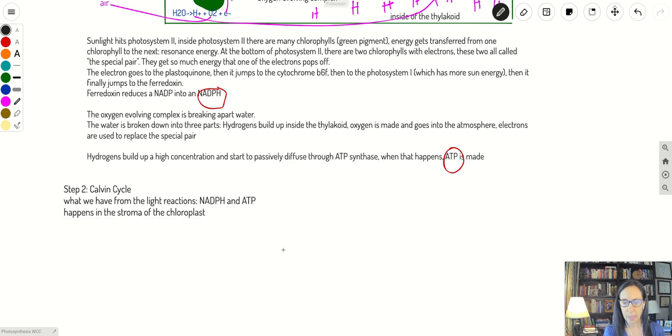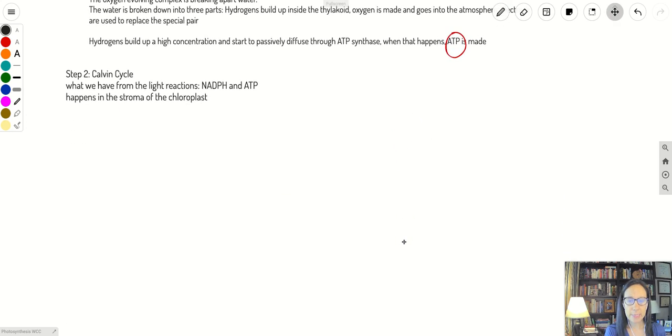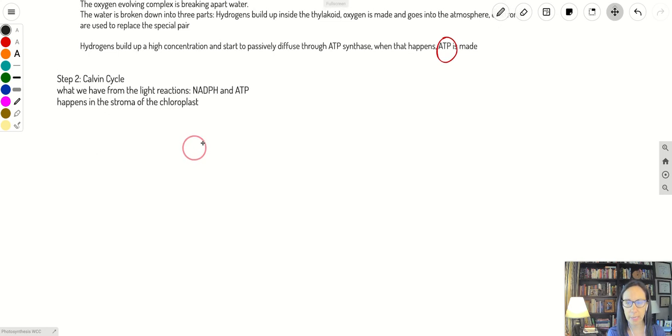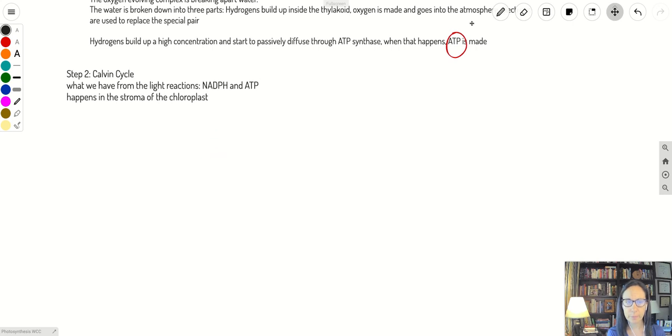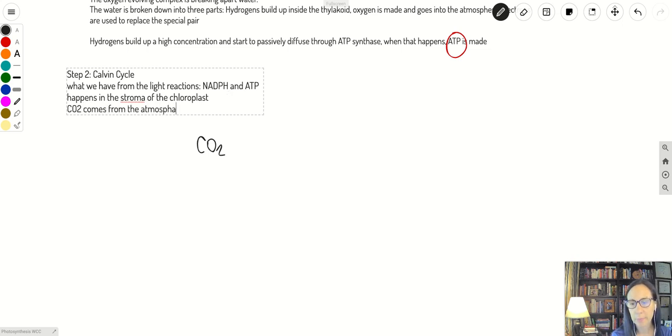The way that I'm going to draw this is in a circle. We're going to start with carbon dioxide, and the carbon dioxide comes from the atmosphere. I'm going to write that down in our notes. Carbon dioxide comes from the atmosphere, and it enters the plant through pores in the leaf called stomata.